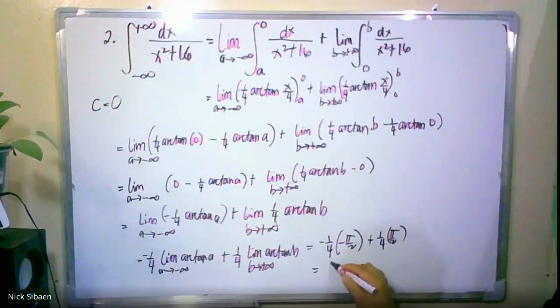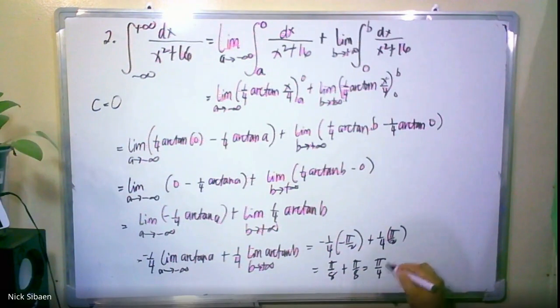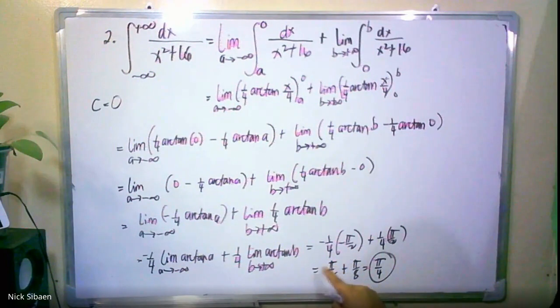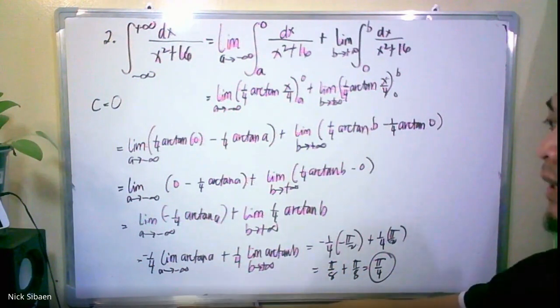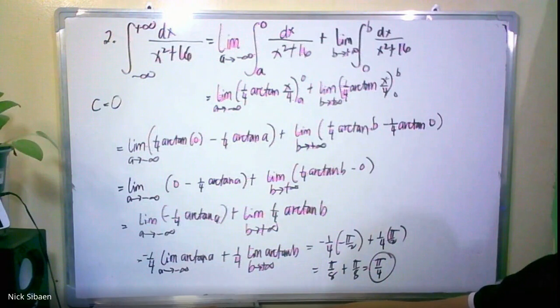This is just the same as pi over 8. Tama ba? 1/4 times pi over 2 magiging positive yan. Pi over 8 plus pi over 8. This is just the same as pi over 4. Bakit pi over 4? Kasi 2 pi over 8. It's simplified as pi over 4. Okay? Questions?